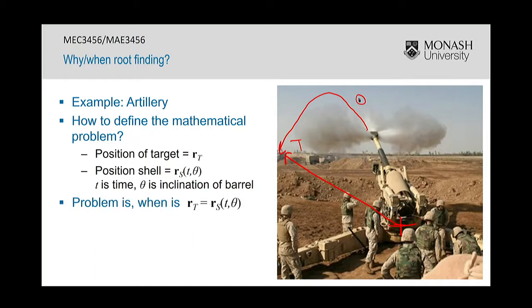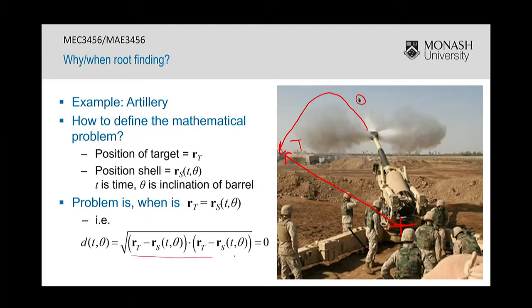So our root finding problem becomes, when does the vector RT equal the vector RS? Remember here that RS is actually a function of two different variables, t and theta. So in other words, if we just write that as a single function, when does the distance between these two points, d of t and theta, which equals this thing here, when does that equal 0? That's how we mathematically write the root finding problem here.